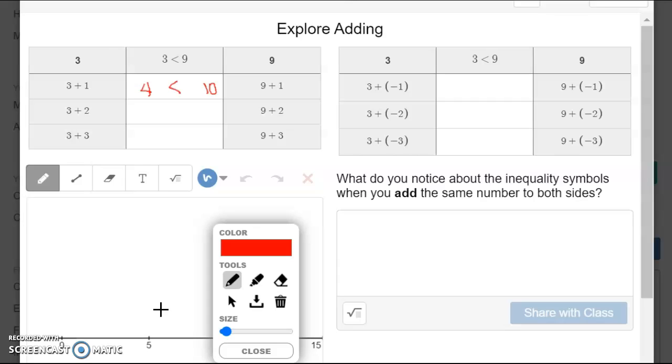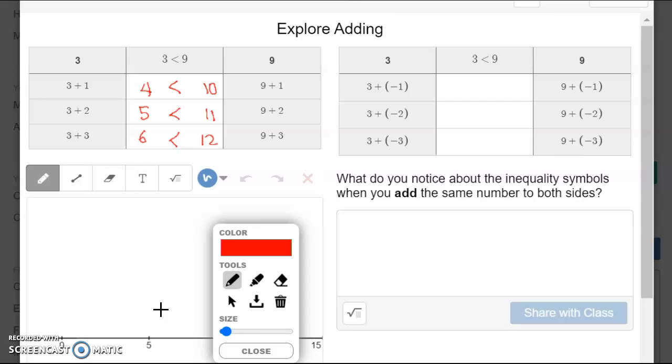What if we added 2 to the 3? Okay, so that becomes 5. If I added 2 to 9, that becomes 11. Which is the bigger number? 11 is the bigger number, so the alligator mouth opens to the right. 3 plus 3 is 6, and 9 plus 3 is 12. Which is the bigger number? 12 is the bigger number. Okay, so look what happens when you're adding the same number to each side. The inequality sign is preserved.